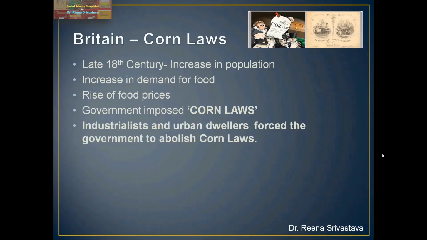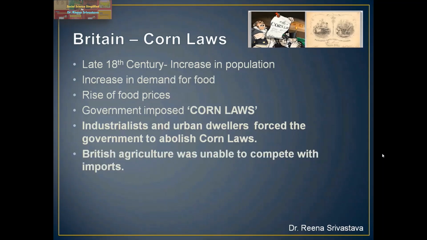Now what happened? The people who were living in cities, mostly the industrialists and urban dwellers, forced the government to abolish the corn law. उन्होंने protest किया कि kindly abolish this corn law and corn will be imported in our country, because they were against high prices. अब इस केस में क्या हुआ कि government, under the pressure of industrialists and urban dwellers, had to abolish the corn law. पहले उन्होंने landed groups के pressure में impose किया corn law, उसके बाद जब urban dwellers और industrialists ने protest किया high prices के खिलाफ, तो they had to abolish corn law.